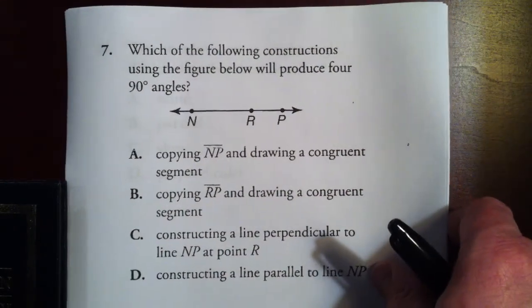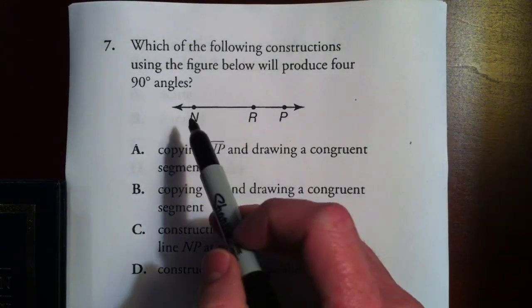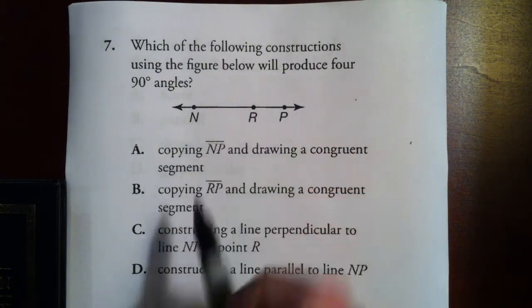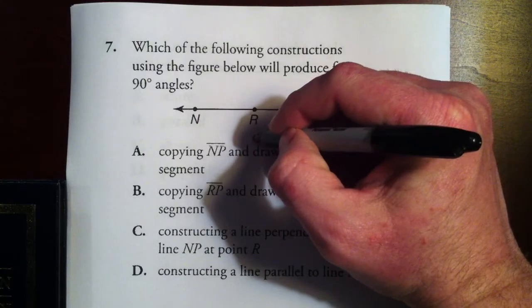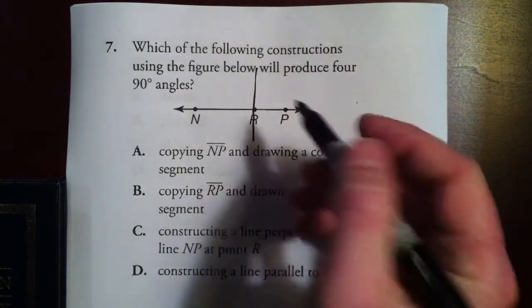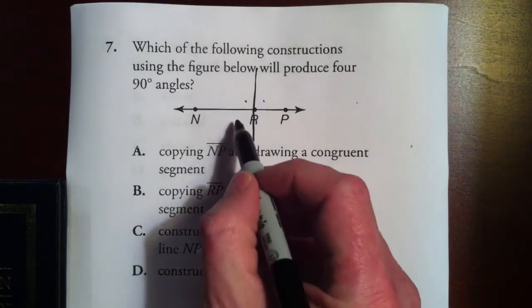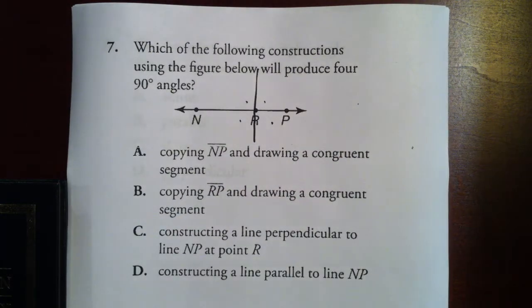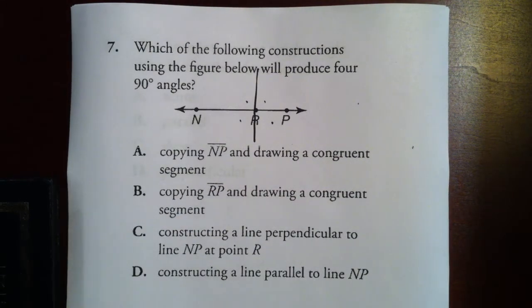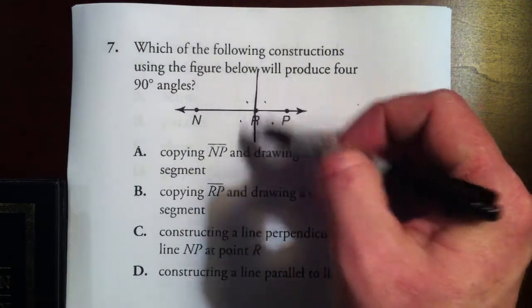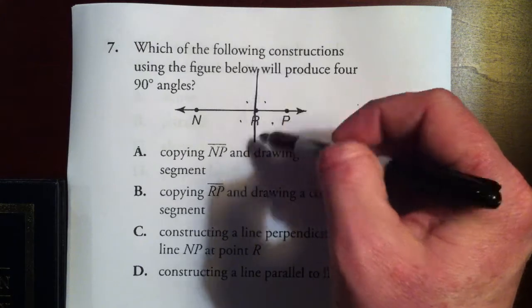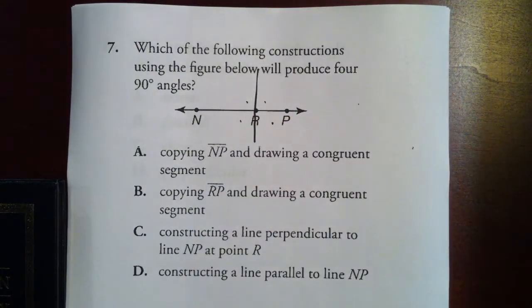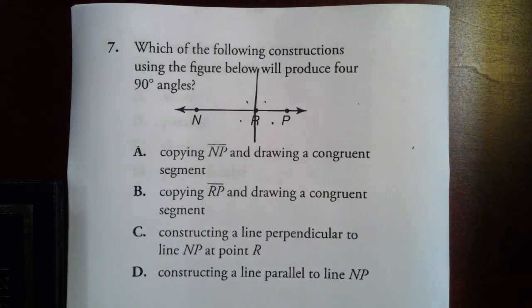Number 7. Which of the following constructions use the figure below to produce 4 90-degree angles? Well, if we wanted to make 4 90-degree angles, the best way to do that is to draw a cross. Okay, that would make this 90 degrees, this 90 degrees, this 90 degrees, and that 90 degrees. All right. Well, it looks like we've drawn a perpendicular line here. All right, well, let's take a look at our choices.